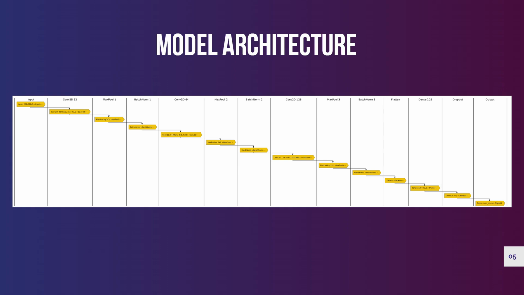spatial dimensions. After feature extraction, the output is flattened and passed to a dense layer with 128 neurons and ReLU activation for learning higher-level representations. To prevent overfitting, we apply a dropout of 50%. Finally, the output layer uses a sigmoid activation function to handle multi-label classification across all subcategories.